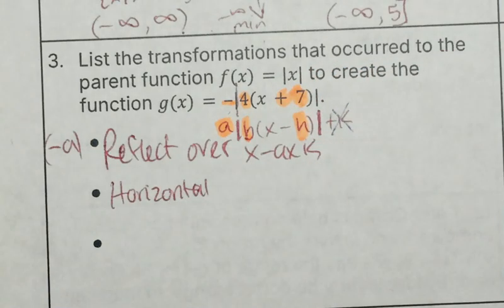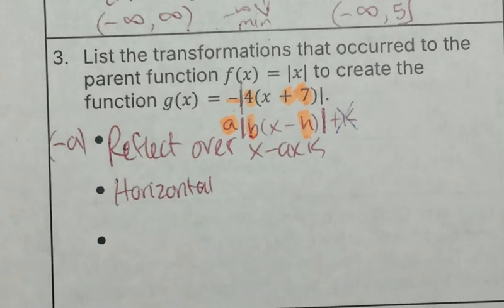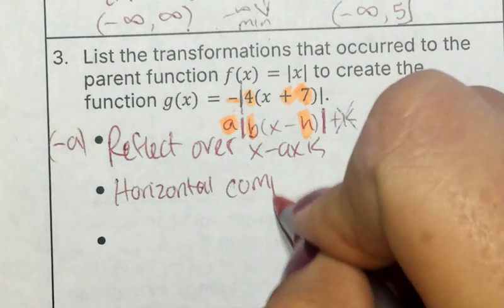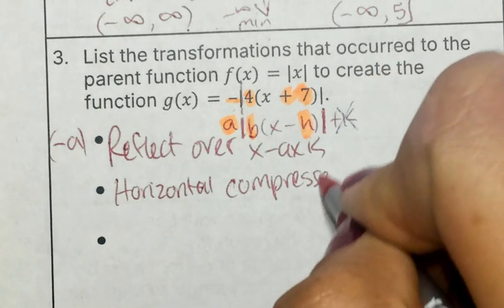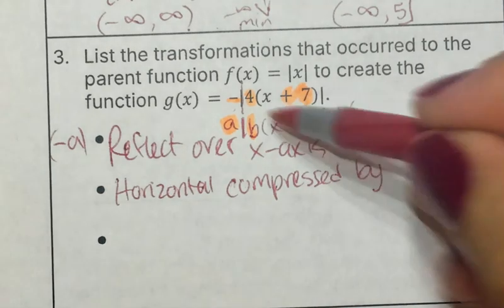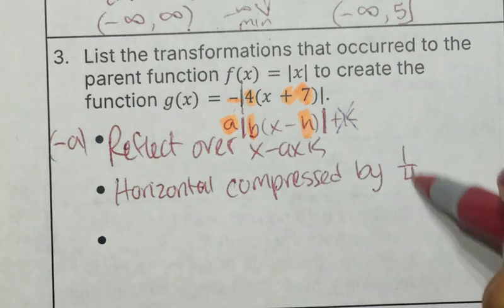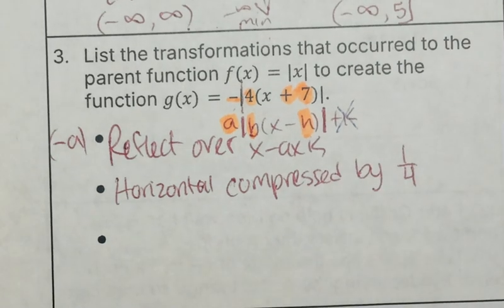And now you need to describe what happened horizontally. So this graph became skinnier, so that means you had to squeeze the parent function in. So you had to compress it. And then you gotta say by how much. So when you talk about the B value, you gotta say 1 over B. So 1 over 4 is by how much.